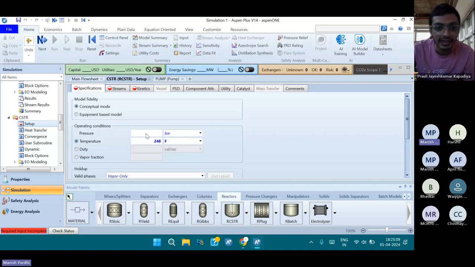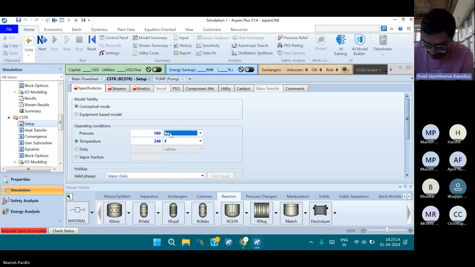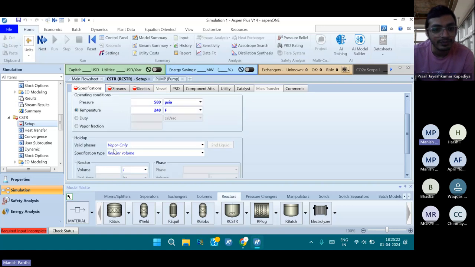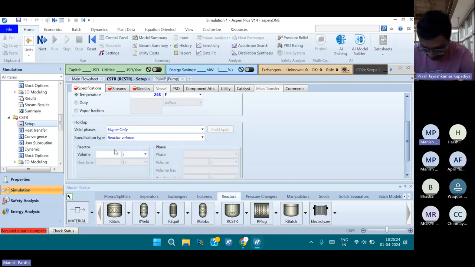248 PSIA. No, it's Fahrenheit now. Yes. Pressure 248 PSIA. Yeah, I'm sorry. And pressure is 580 PSIA. Yes. Okay. Now. No, the reactor volume is given. Volume 1200 feet cube. Yes, add it.